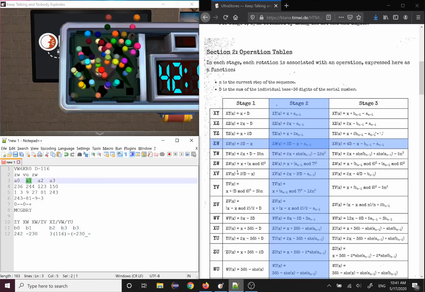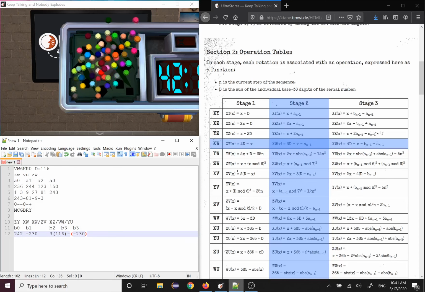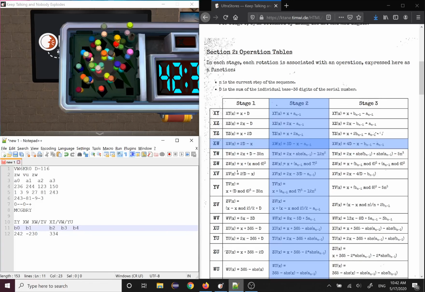So a1 is equal to 244, and this is plus 230 now because of double negative, and this is going to be 348. 348 plus 230 minus 244 is just going to be minus 14, which is going to be 334. And now we have B3. This is supposed to be B4. Sorry about that.